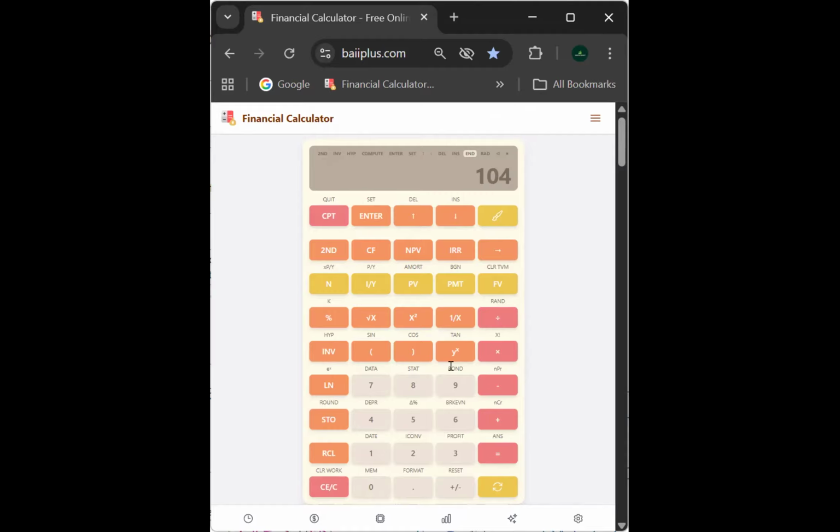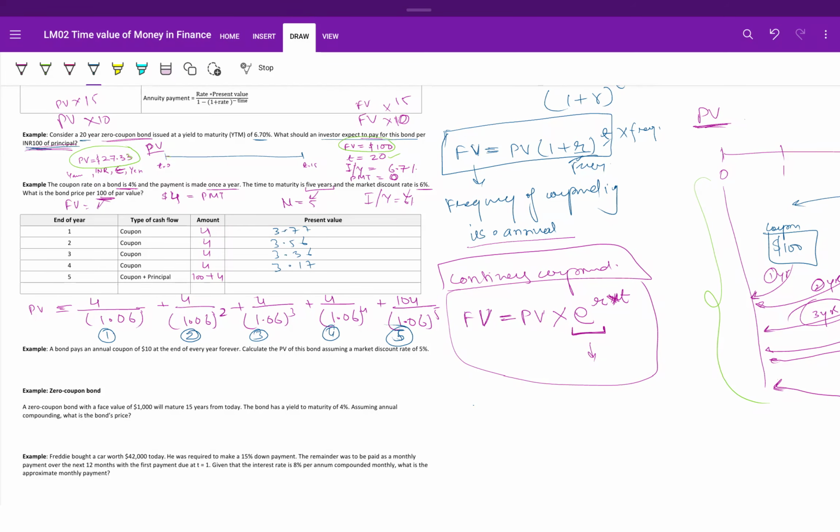I actually had to discount 104. Divided by 1.06, divided by 1.06 again, and so on, five times. If I calculate it for 104, it's going to give me 77.71. And if I add everything, it gives me a present value of 91.56.